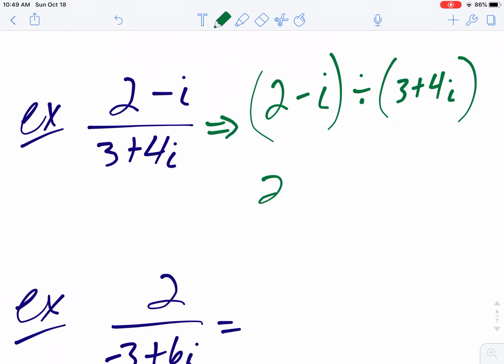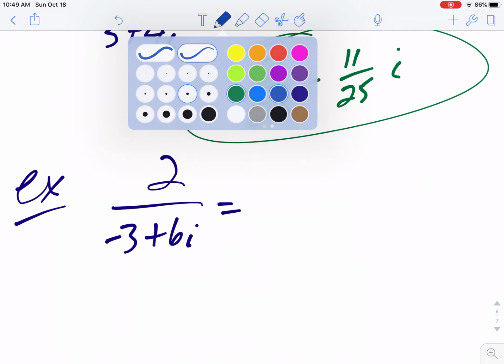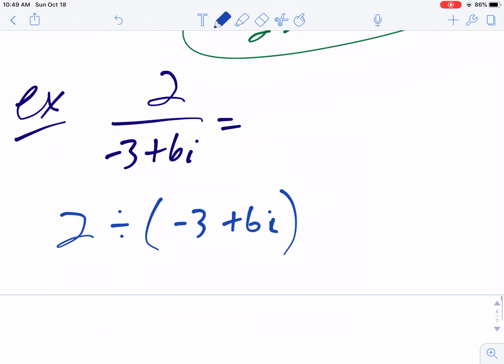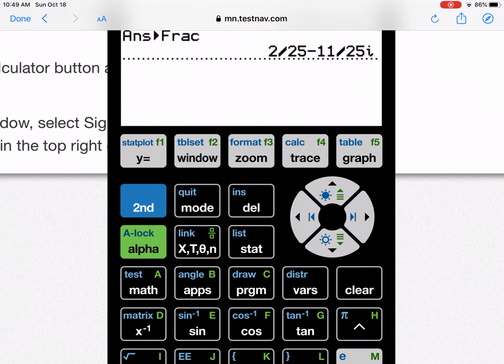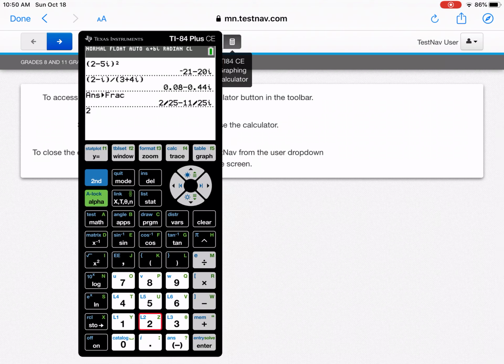All right, and again, that's a big time saver. You could do it by hand. It's not that hard to do by hand, but you just got to learn how to use a calculator. So for this last example, and again, I just want to show you the limitations of the calculator. I'll probably do one more after this. If we type it in like that, 2 divided by (negative 3 plus 6i).